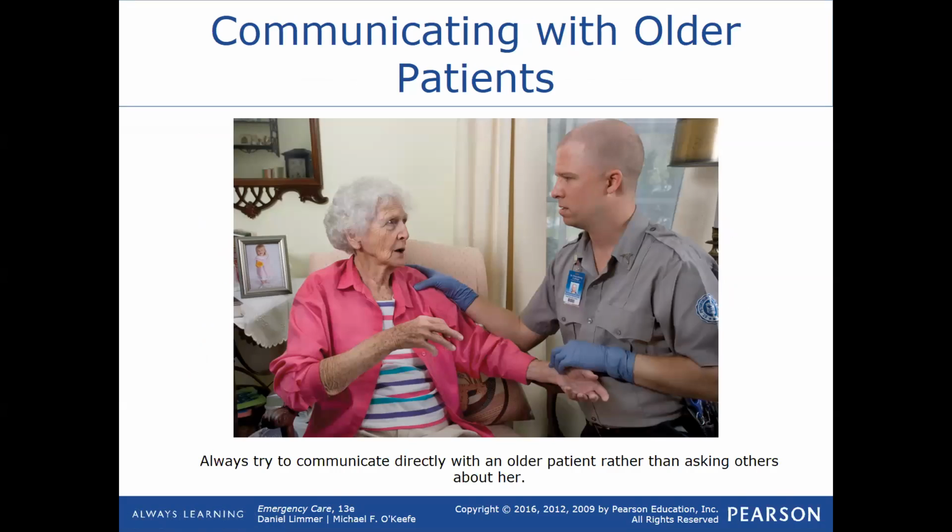All right, so always try to communicate directly with an older patient rather than asking others about her. That again goes back to just being respectful. Don't assume that they can't speak for themselves or can't think logically. Always just talk to them like anybody else, and then go from there. Depending on your response, that will guide the rest of your call and how you're going to handle this patient.